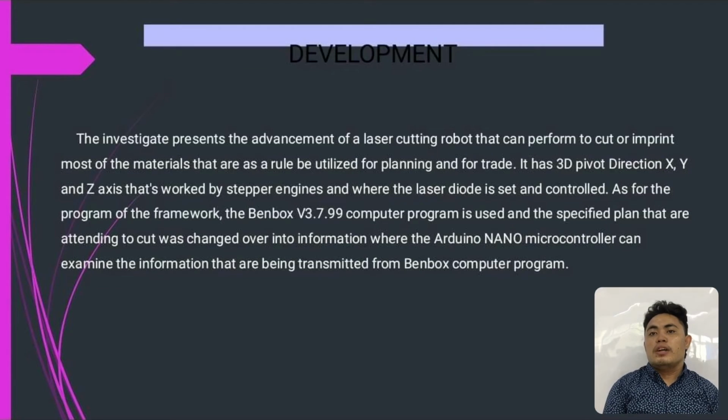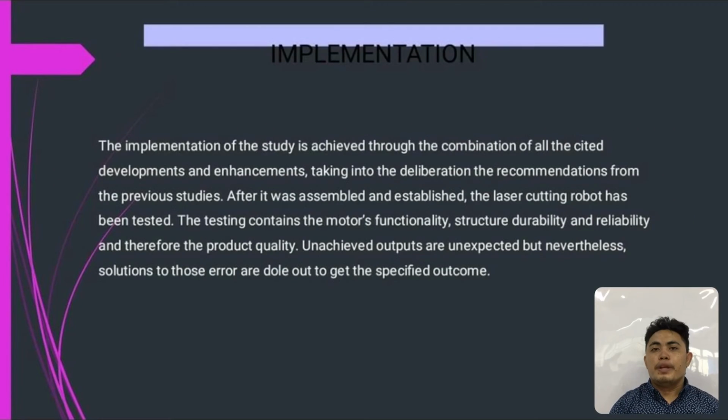The Beambox V3.7.99 computer program is used for the frameworks program, and the defined plan that is intended to cut was converted into information so that the Arduino Nano microcontroller may study the information that is being communicated from the implementation.